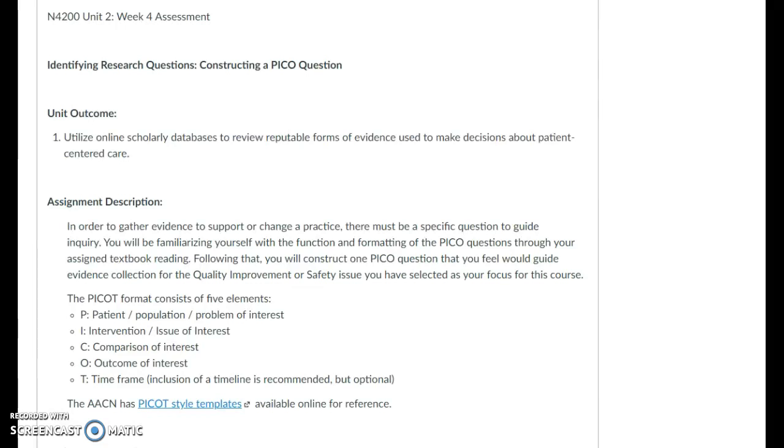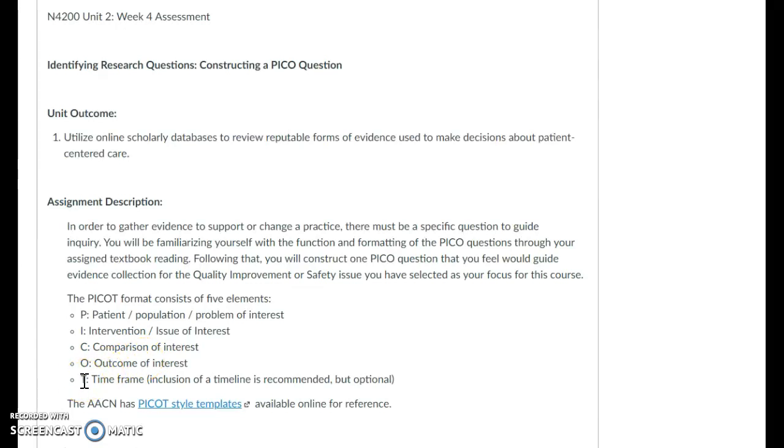If you're not familiar with PICO questions, they're in your book as well, but I want to walk you through what that is. So P in PICO is your patient population or problem of interest. I is intervention or issue of interest. C is a comparison. O is the outcome. You can also have T, this is optional, but a time frame.